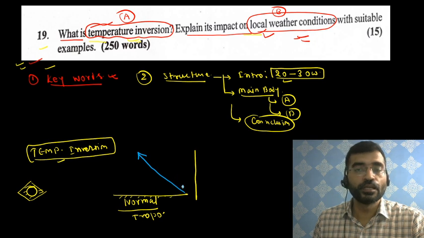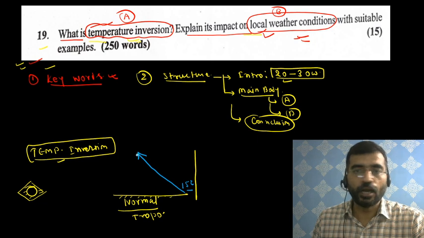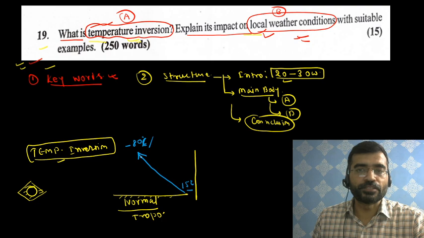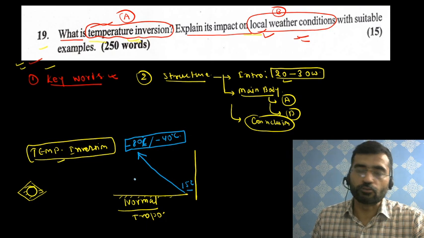It means that near the surface, temperature is found to be about 15 degrees Celsius on average. With increasing height, it decreases. How much it decreases depends upon the height, the altitude. Near the equator, temperature reaches about minus 80 degrees Celsius, while temperature at the polar region reaches about minus 40 degrees Celsius. That is the average drop of temperature in the troposphere.